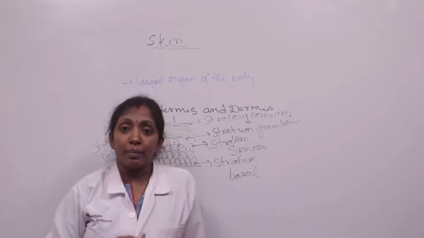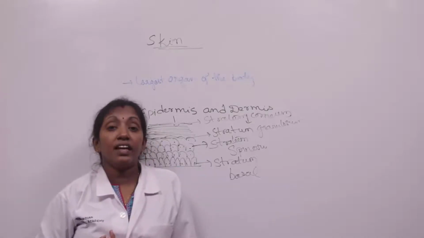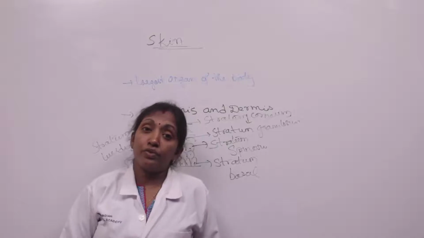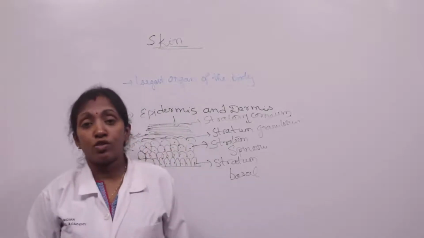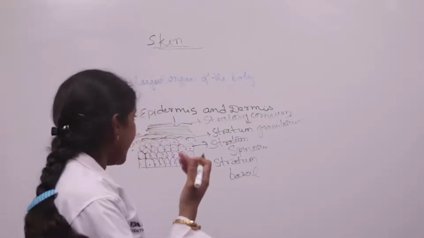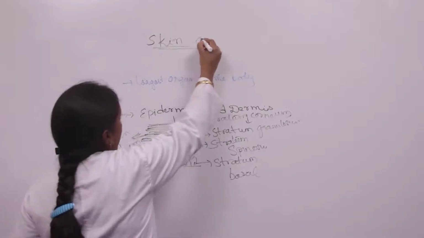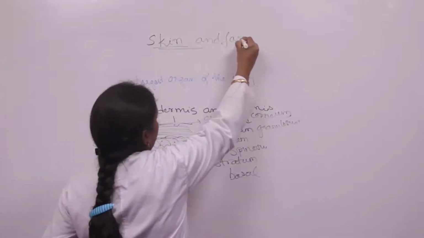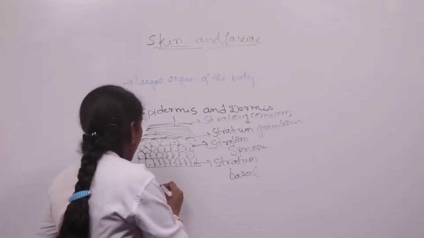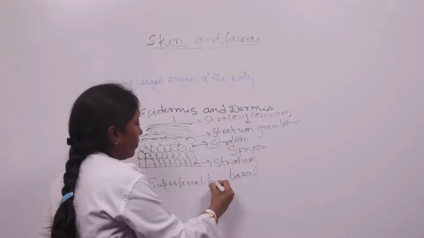And coming to the dermis, it is a vascular layer present beneath the epidermis. It consists of blood vessels and connective tissue fibers, and lymphatics are also present in the dermis. Next is the superficial fascia. Beneath the dermis we have the superficial fascia.